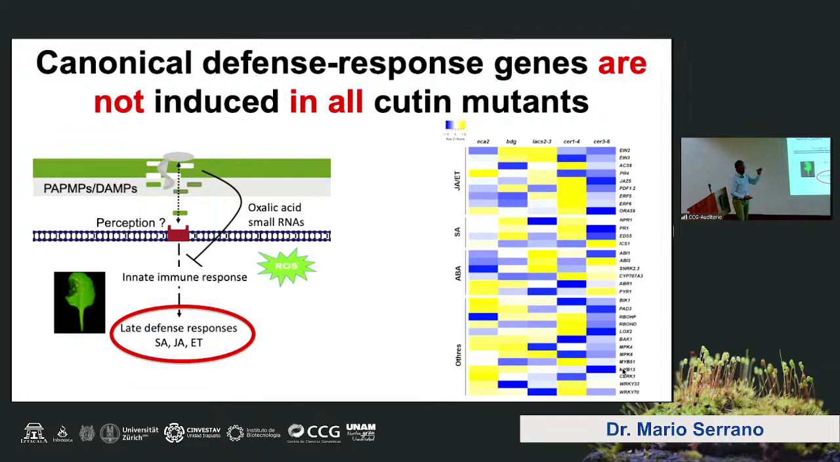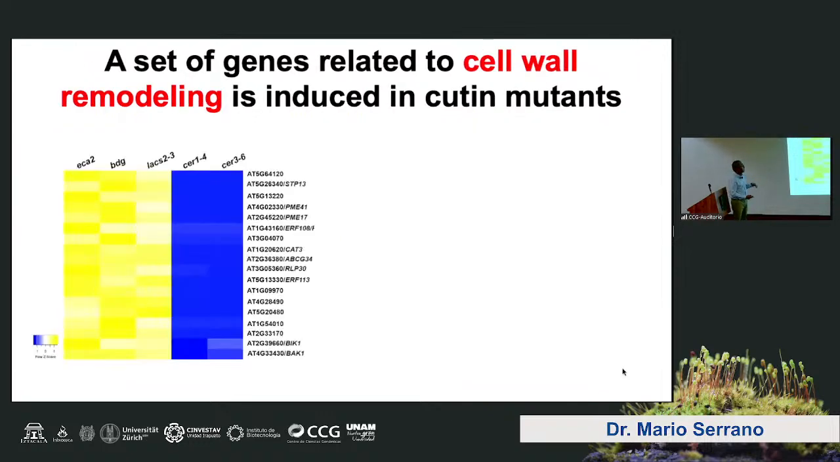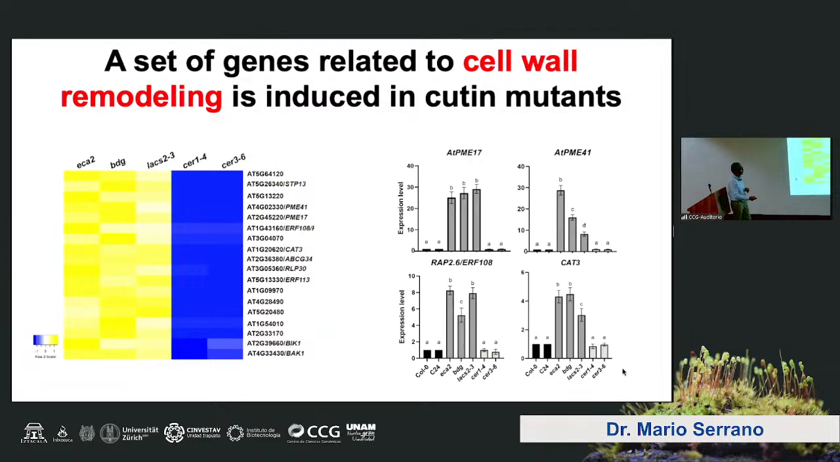But then Wendy had to dip into the data and try to find these kinds of genes. And unfortunately, she found it. She found several. Here's just a piece of the most important ones. And nicely, they were related to cell wall remodeling. And of course, we checked this not only with the RNA-seq, but also with the qRT-PCR.